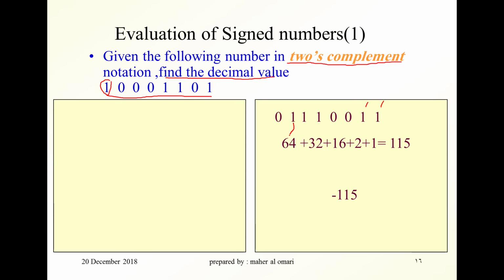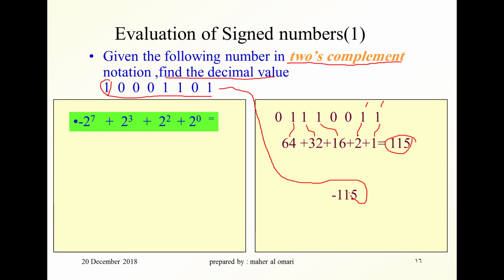Okay, this one has a weight of 64. This one is 32. This one is 16. This one is 2. And this one is 1. You add them up together and you come up with 115. So this number actually is a negative 115.